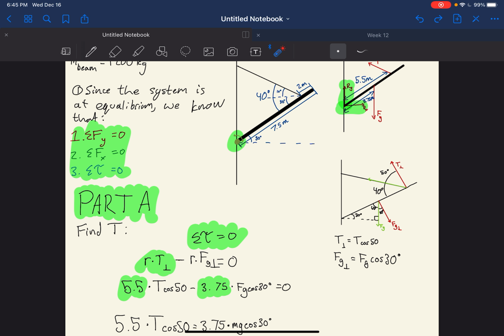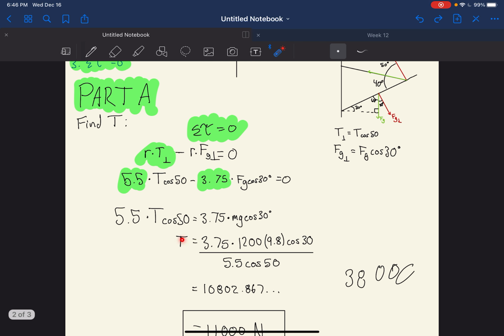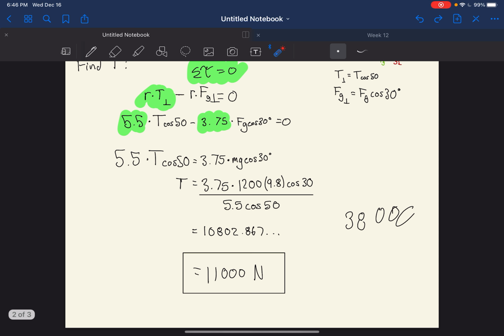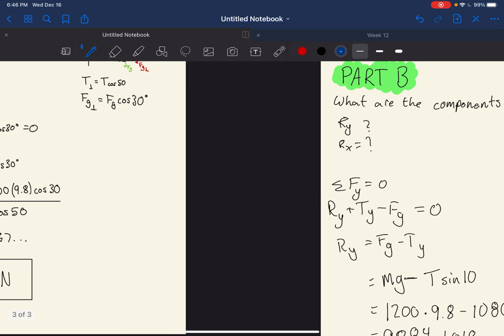And then the force of gravity perpendicular would be here. We know there are 180 degrees in a triangle, so that makes this 60. This is 90 degrees, so that's 30. So F_G cos 30 is equal to 0, and then just solve for T. Solving for T, I got this as my final answer, and in the correct sig figs that's this here. Oh, I left this here, my bad. So that's the final answer for that, 11,000 newtons.